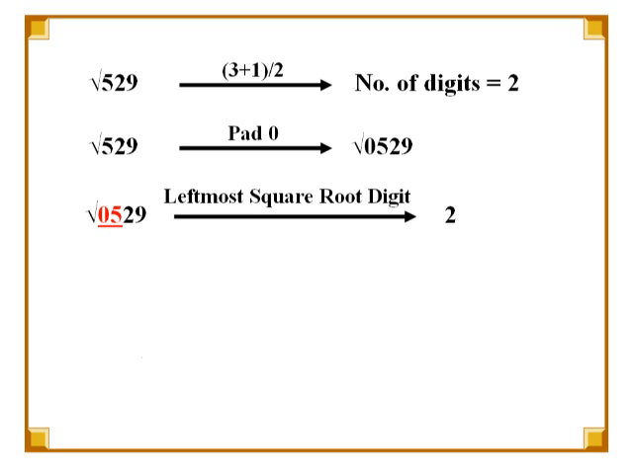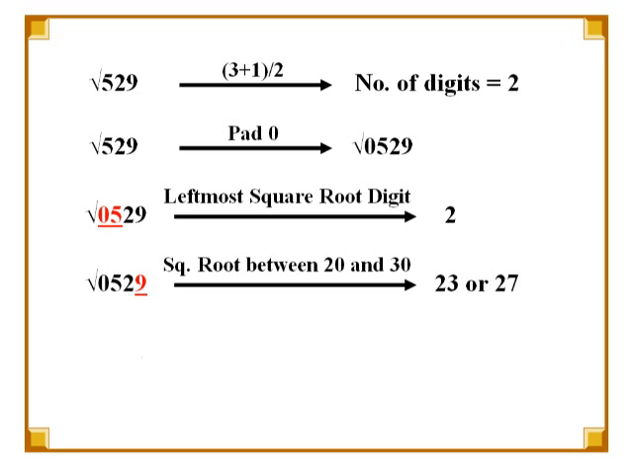This tells us that the leftmost digit of the square root is 2, and the square root is between the numbers 20 and 30. In order to determine the rightmost digit of the square root, we look at the rightmost digit of 529. This digit is 9. Now the squares of 3 and 7 end in 9. So our result could be either 23 or 27.